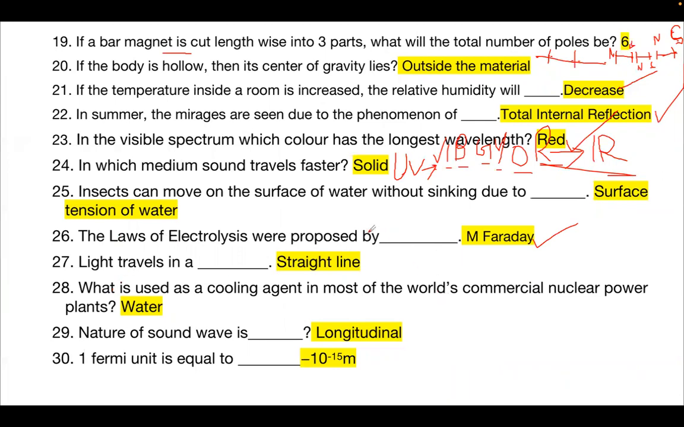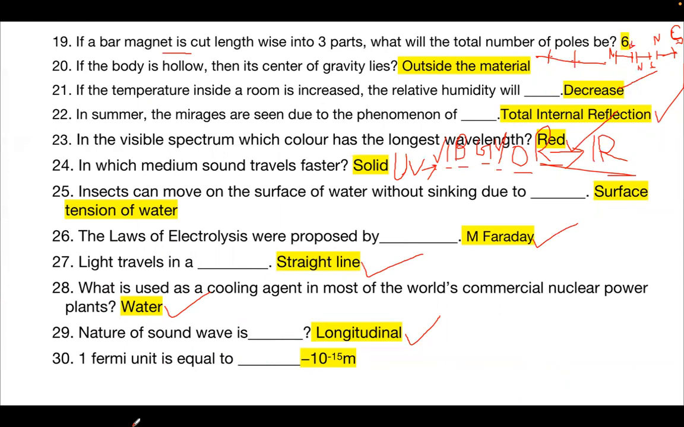So always light travels in a straight line. What is used as cooling agent in most of the world's commercial nuclear power plants? So in the nuclear power plants, cooling agent will be water. Nature of sound waves is longitudinal. So a question for you, nature of light wave. Nature of light wave is what? Please do comment in the comment section.